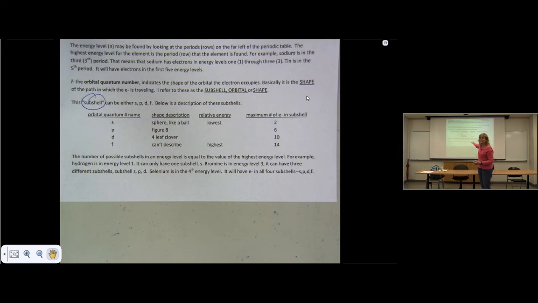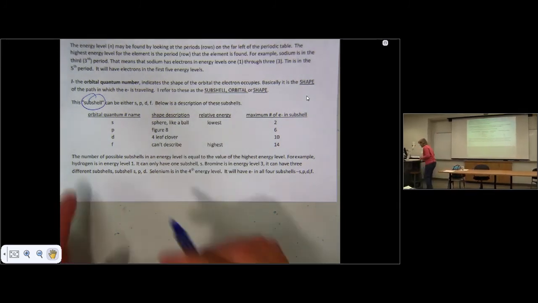D says that it has 10 electrons in D. Guess how many positions there are? 5. Why? Because 2 in each position. F says it has 14 electrons. How many positions are there? 7. You follow? Because 2 electrons in every position. And I'm not going to even expect you to know how many positions there are. But it makes sense when you understand it to help you remember why there are 6, especially for the P. That one makes sense because you can see it.